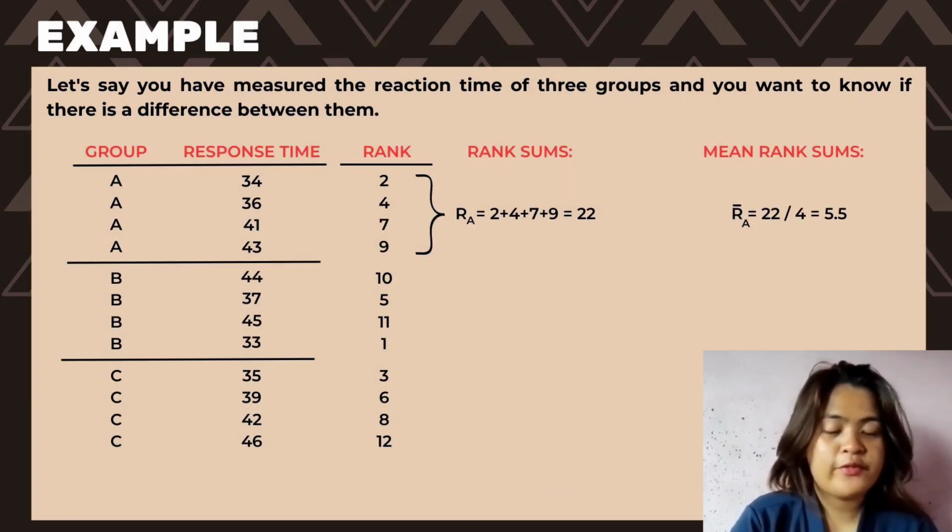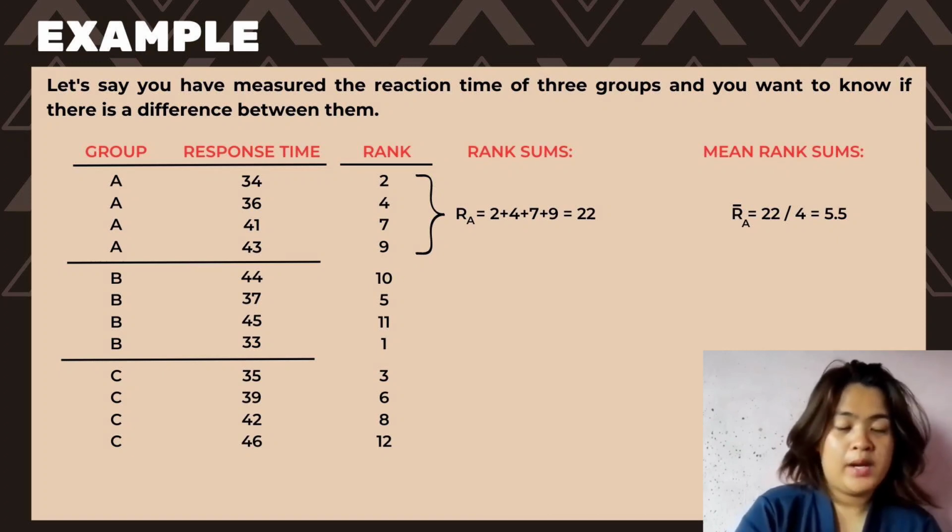Next slide po. First, we assign a rank to all groups, depending on their response time. So, whoever has the lowest response time is rank 1, and it continues in sequence. To get the rank sum, we just add the ranks per group, and this is the total. To get the mean rank sum, we divide the total rank sum by how many are in each group.